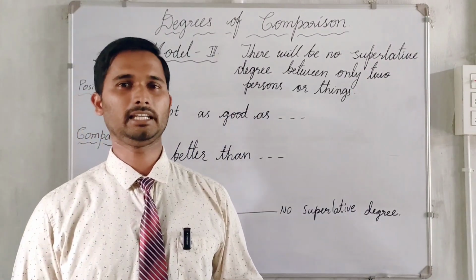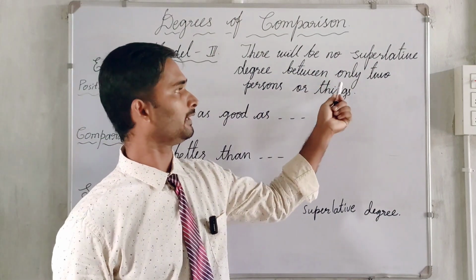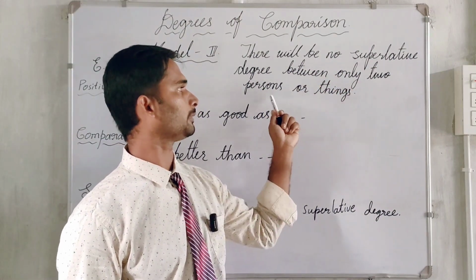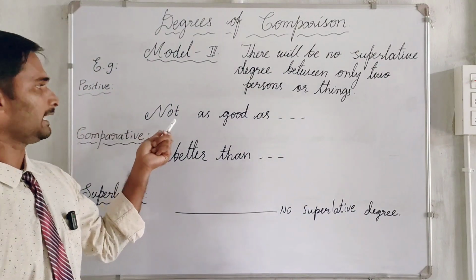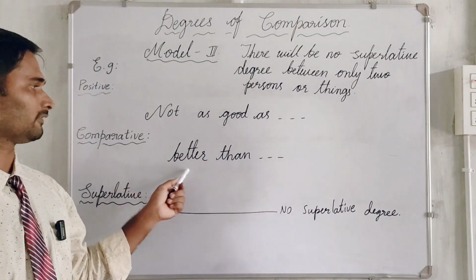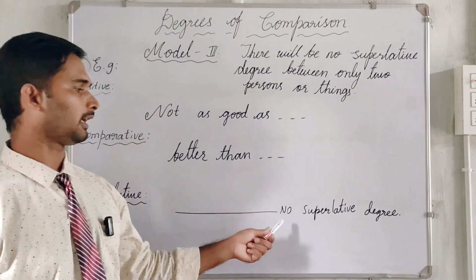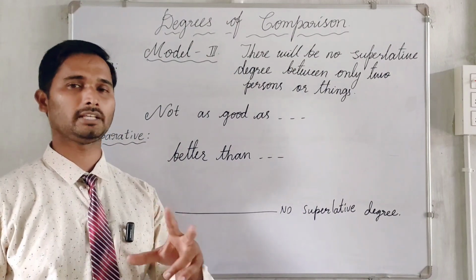Let us learn the degrees of comparison. Model 3. There will be no superlative degree between only two people or things. The key points or hints: the positive one, not as good as. Comparative: better than. And this model has no superlative degree because we compare only between two things or two people.